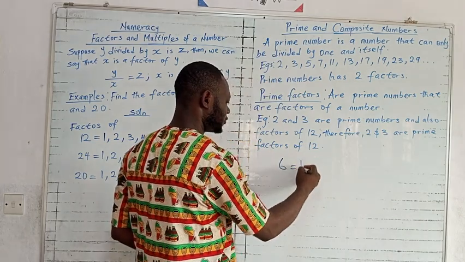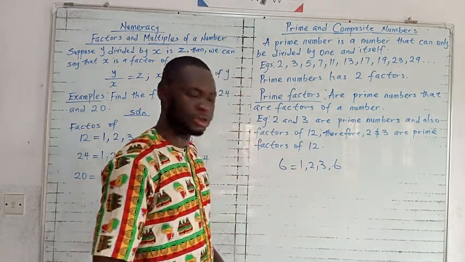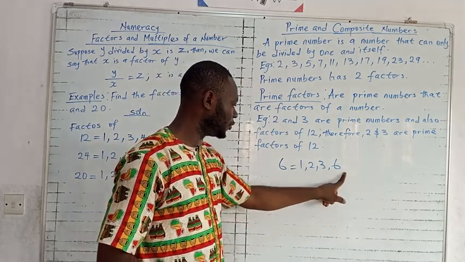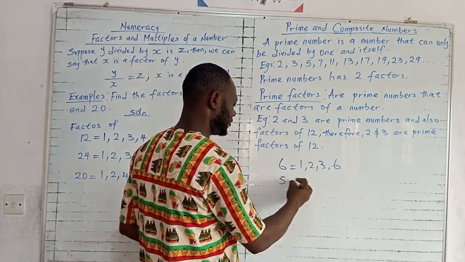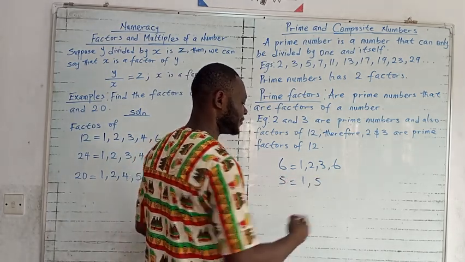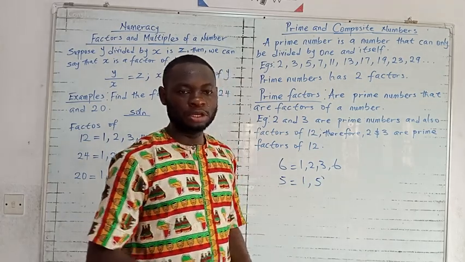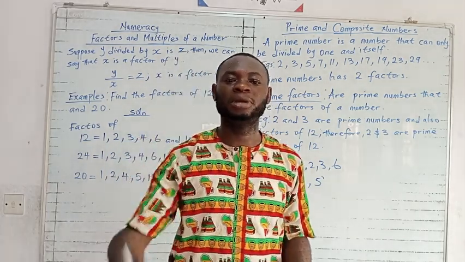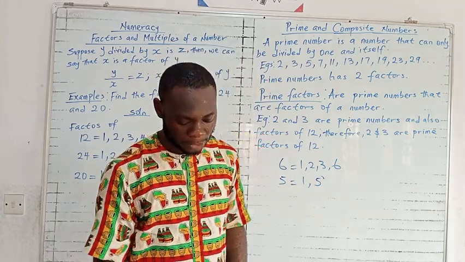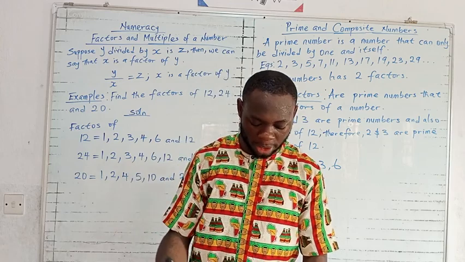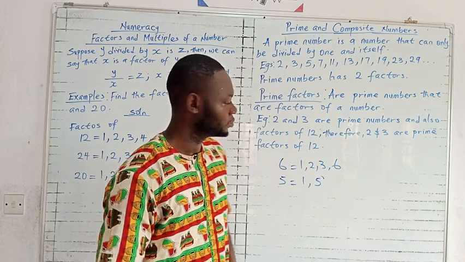6. The factors of 6 are 1, 2, 3, and 6. How many factors are here? 1, 2, 3, 4. Therefore, 6 is a composite number. But the number 5 has only 2 factors, 1 and 5. 5 is a prime number, 6 is a composite number. So composite numbers are numbers that have more than 2 factors. All right?